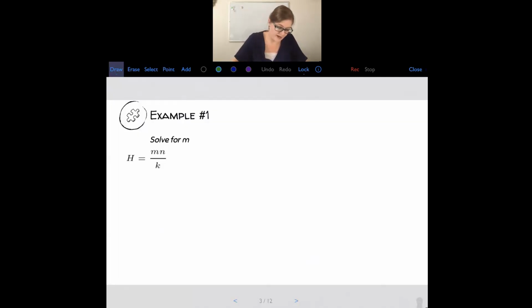Example 1, solve for m. So we're solving for m. Whenever we have denominators, they're typically in our way. We usually want to get rid of them. In this case, there's two ways to do that. The first way is, since k is the only thing in the denominator, on the right-hand side, if I multiply the right-hand side by k, the multiplication by k and division by k will cancel. And if I multiply by k on one side, I have to multiply by k on the other side. So I would have kh is equal to mn.